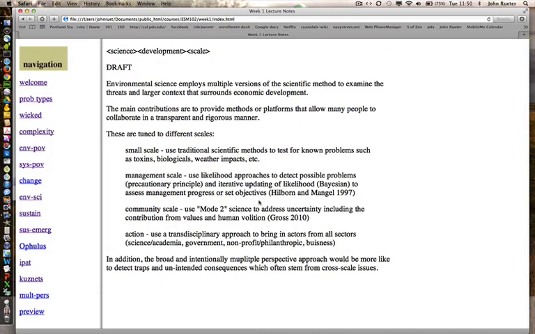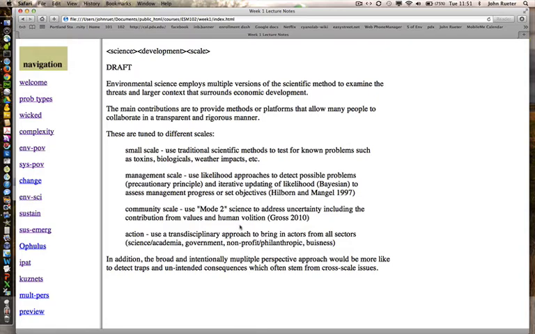At a larger scale, we can use management approaches to detect possible problems, like employing the precautionary principle, or using management techniques that look for likely outcomes and then constantly readjust. At the community scale, we can address the uncertainty and bring in community partners using what we call Mode 2 science to address that uncertainty directly and say, this is how we're going to have to proceed given this amount of uncertainty.